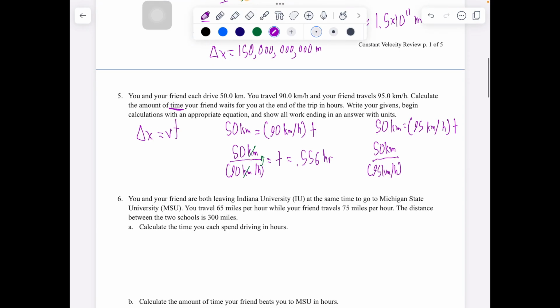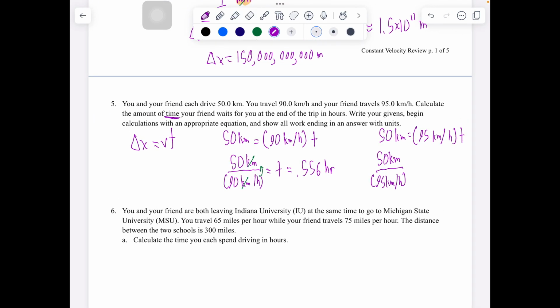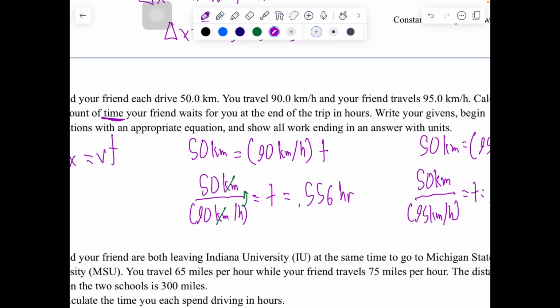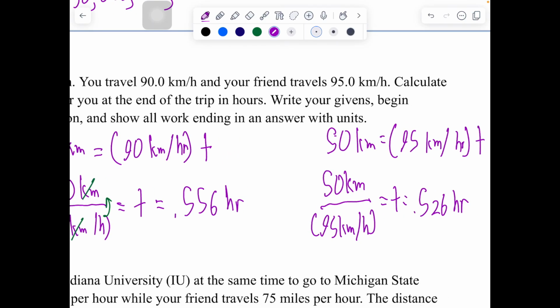Alright, let's see. Where were we? So we're just calculating the time it takes for our friend to drive. We have 50 divided by 95. Let's grab our calculator. And 50 divided by 95, we get the time being 0.526. And again, that's hours. So then, I should be consistent here. I only wrote H for hours, but now we're doing HR. So let me add those in.